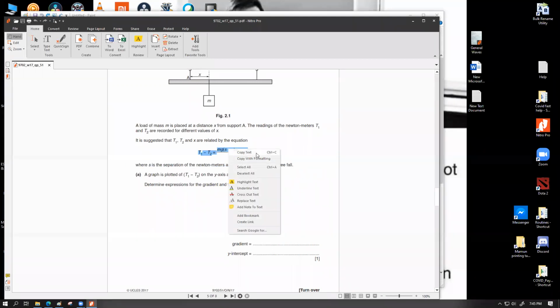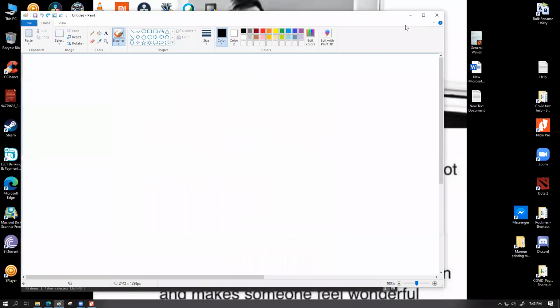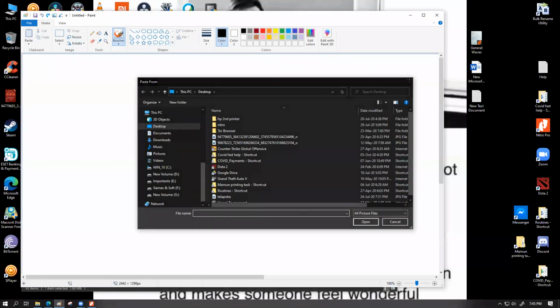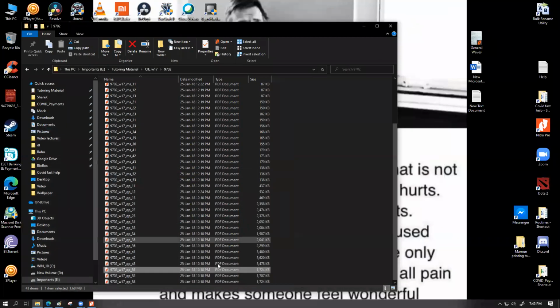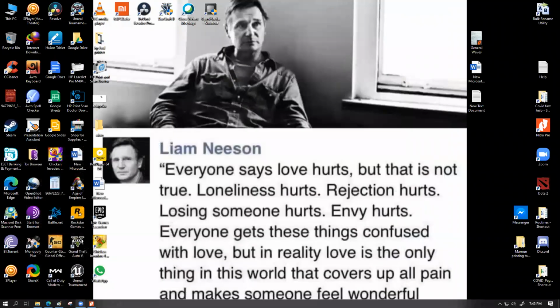Will this work? Paste. Where is paste? Nope. As I like it, disregard that.